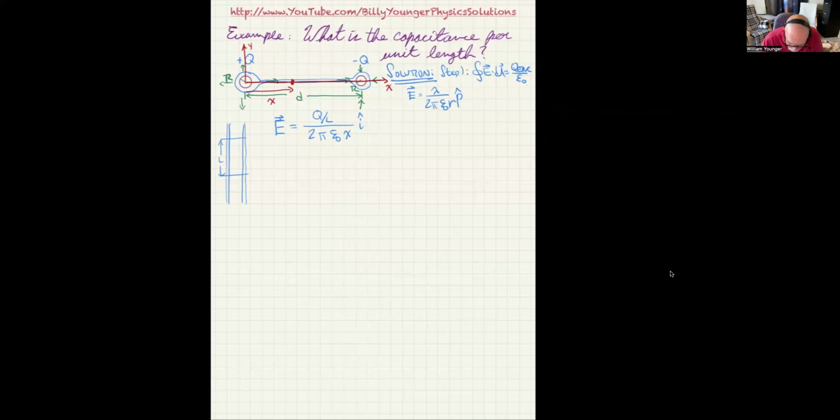Now the electric field due to the rightmost wire also points to the right, so that quantity will be plus lambda, or excuse me, plus Q over L divided by 2 pi epsilon naught. Now this distance from it is, since the whole thing is d, it would be d minus x.